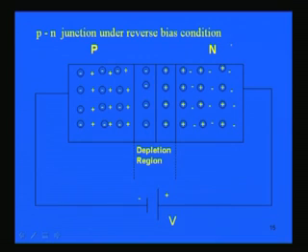What will happen is that now, as this negative terminal of the supply is connected to P type, these holes will be attracted by this negative polarity. So, they will be moving away from the junction. Similarly, these electrons will be attracted by this positive terminal of the battery. So, these electrons will be moving away from the junction. This is the junction. So, they will be going further and further away from the junction.